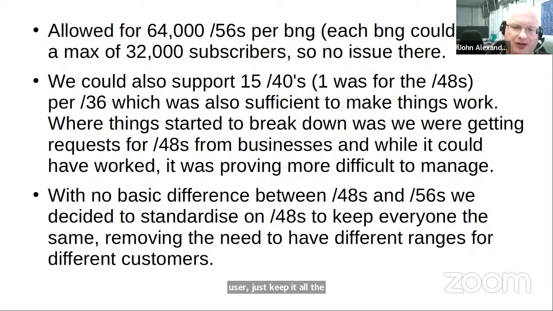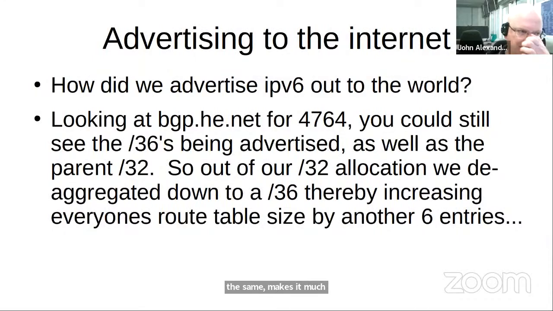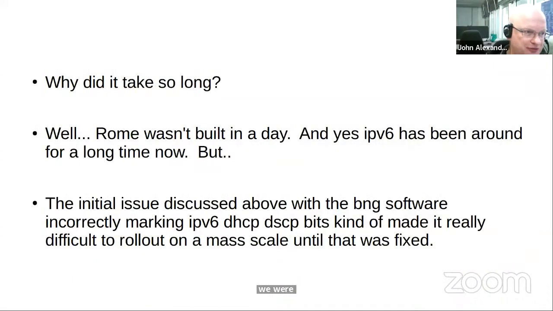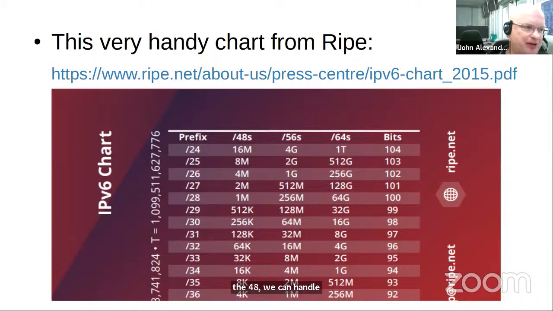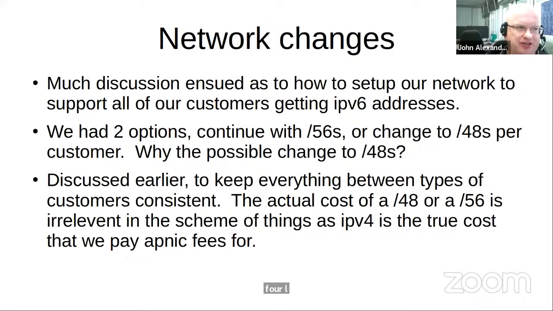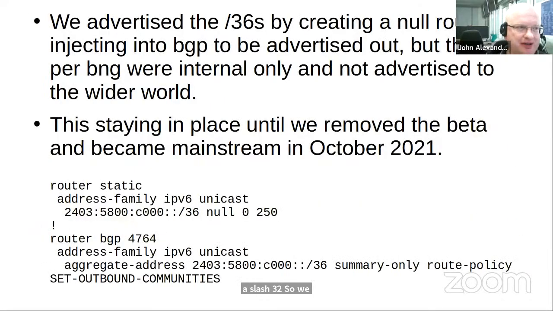So we then decided, well, how many IPs do we need? I've got my slides out of the wrong order, but we were advertising the /36s. For the /48s, we had a /32, so we could only handle 64,000 customers. That's no good for us. We had close to 500,000 customers, so that's not going to work at all.